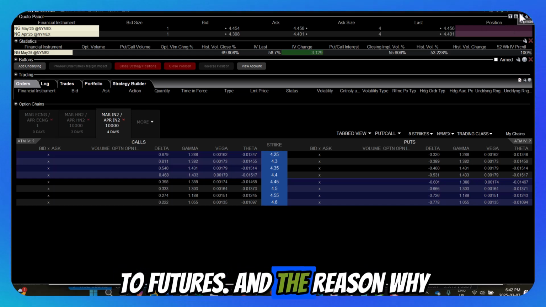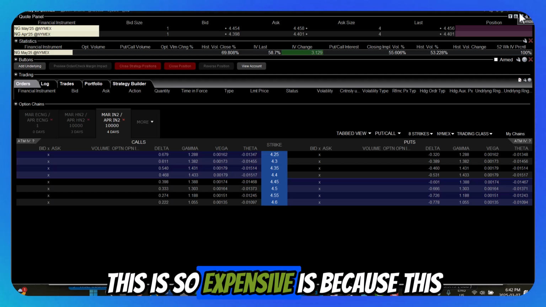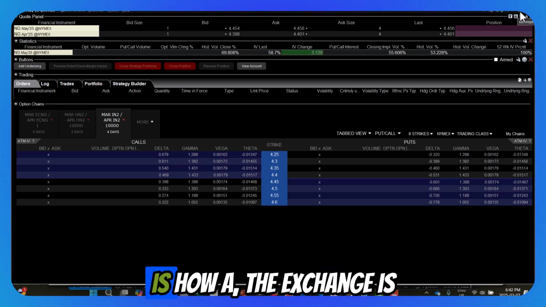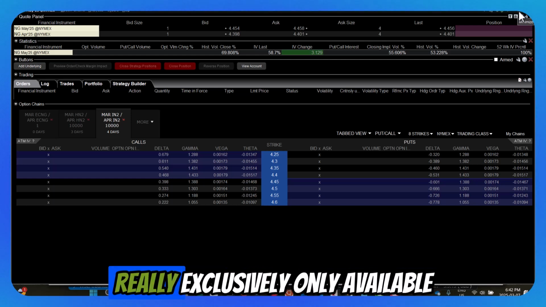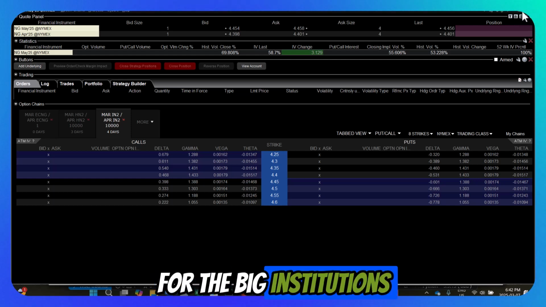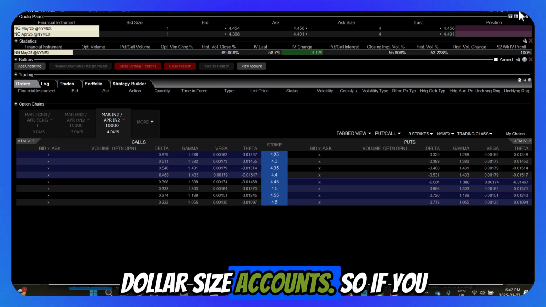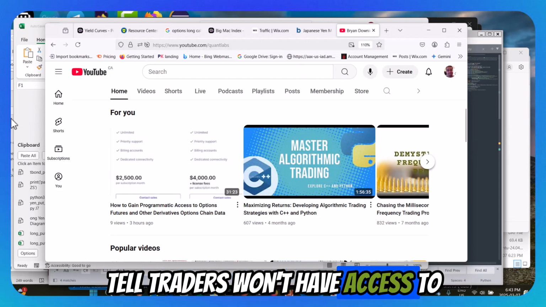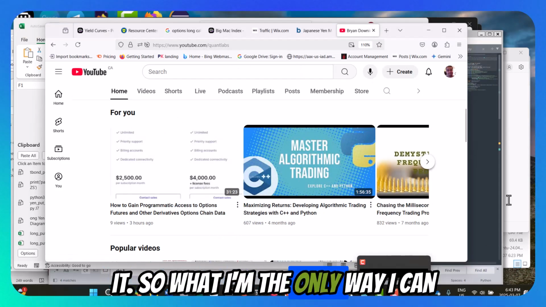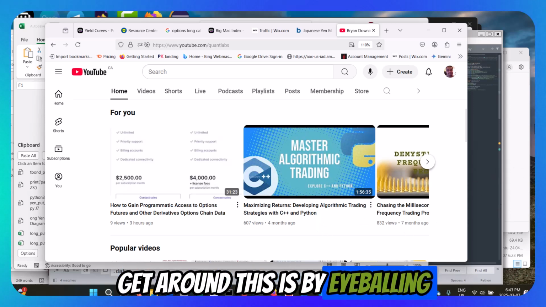it comes to futures. And the reason why this is so expensive is because this is how the exchanges monopolize this type of data, and it's really only available for the big institutions that are probably in the $1 million size accounts. So us retail traders won't have access to it. So the only way I can get around this is by eyeballing this.